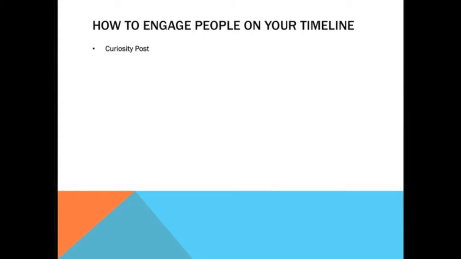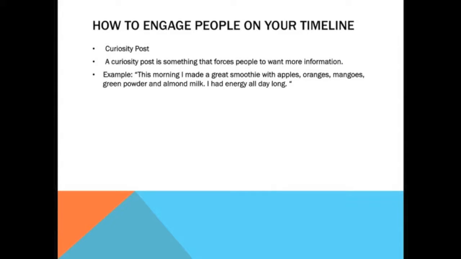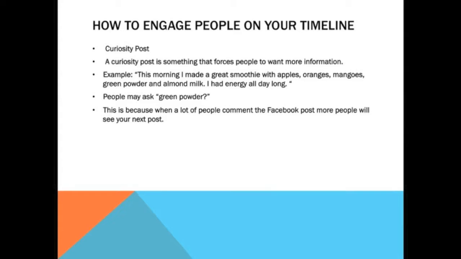Okay, so how to engage with people on your timeline? You're gonna do a curiosity post. A curiosity post is gonna force people to want more information. So that could be, hey, this morning I had a great smoothie with apples, oranges, green powder, almond milk. I had energy all day. Oh, and then people are going to ask, what is that green powder, right? And then at that point, it kind of gives you a way where you can then talk about the benefits of that green powder that might be affiliated with your company, okay?